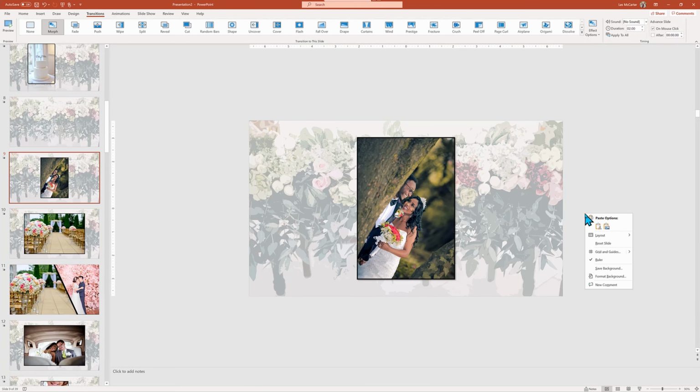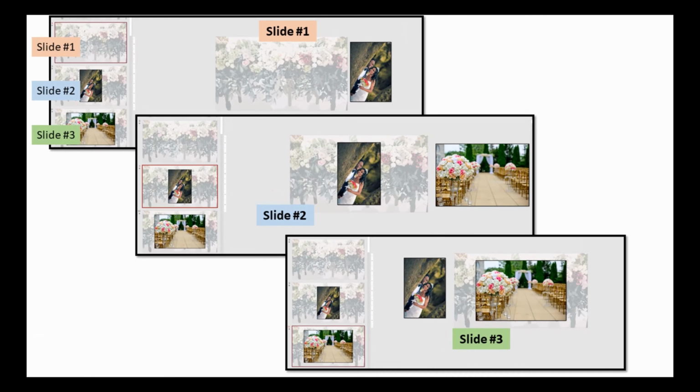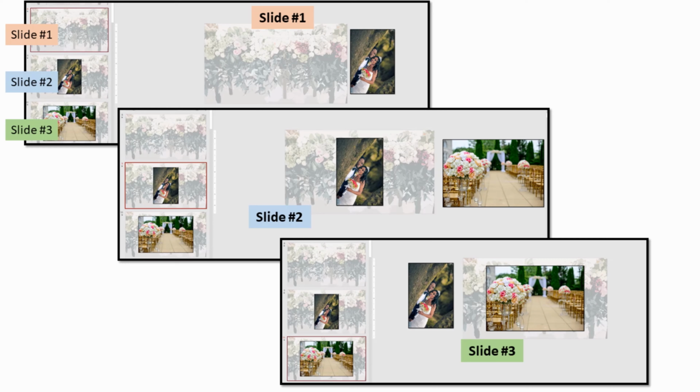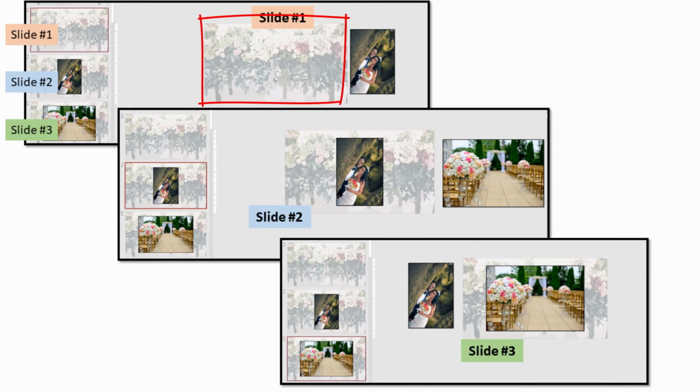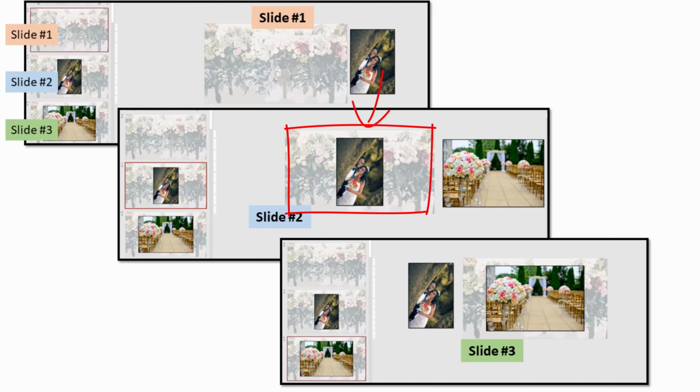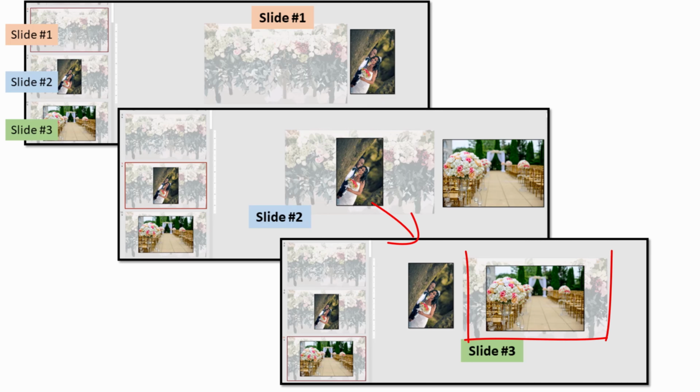Let's look at all 3 slides side by side. Let's focus on the wedding couple. On slide 1, they're off stage, and so the presentation will just show the empty flower background. Morph will then move the wedding couple into and onto slide 2 in a smooth motion, and then on slide 3 it will move the same image off to the left.